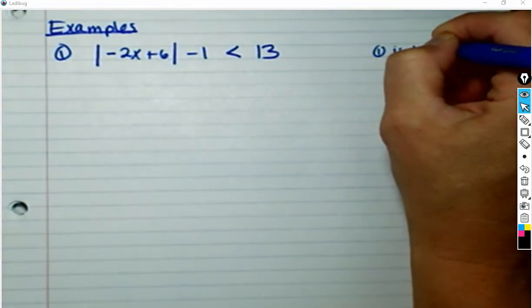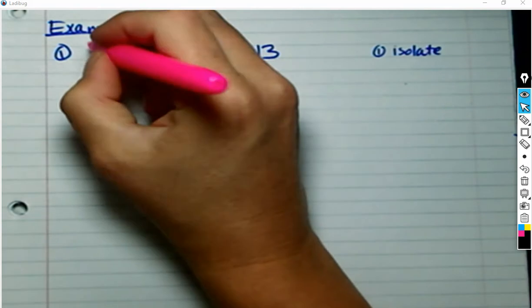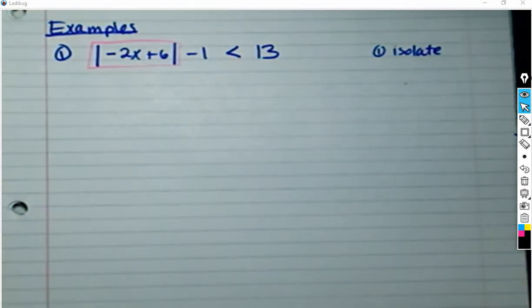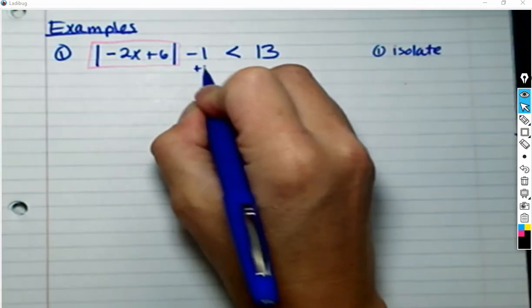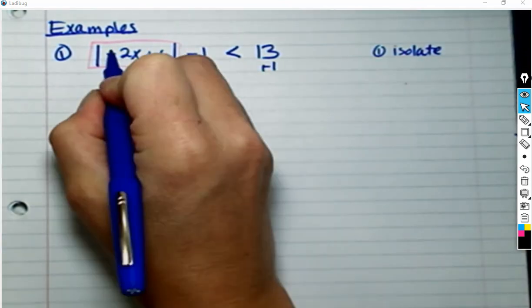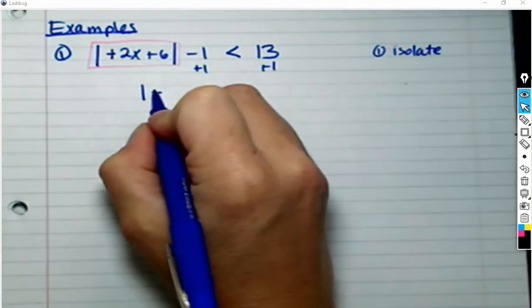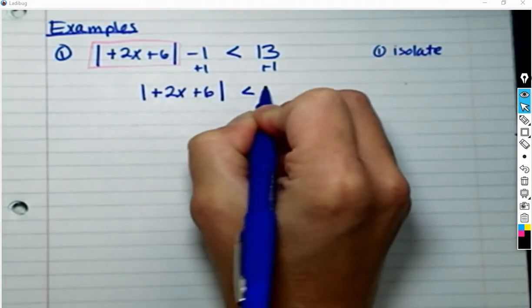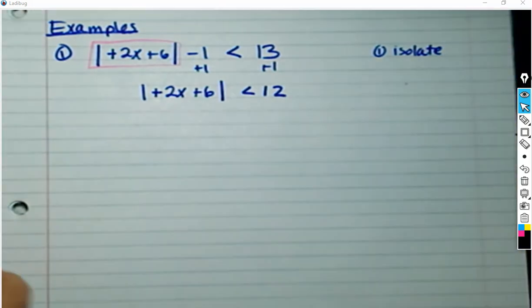Isolate. Same thing I've always been doing. Isolate. Think. Oh, that's not a negative. Just make that a positive. Sorry. Okay.